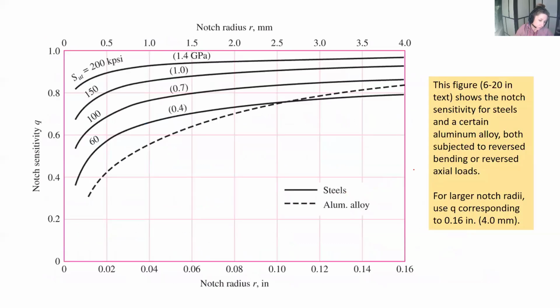Let's do a little example. Let's say, just pick something easy, we had a component that had an ultimate strength of 150 kpsi and a notch radius of, easy to read, 0.06. Let me draw this over. I don't know, that looks about q equals 0.88. So that's how to read that chart. Notch radius in inches is down below, notch radius in millimeters is up top, and then you have lines that are shared.